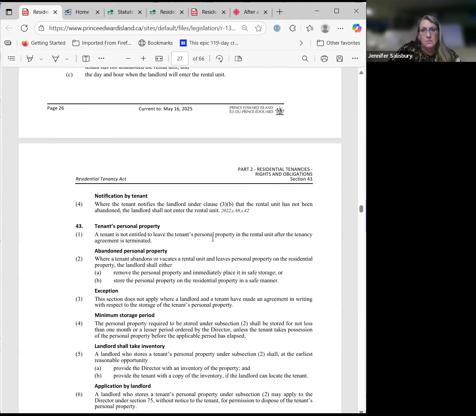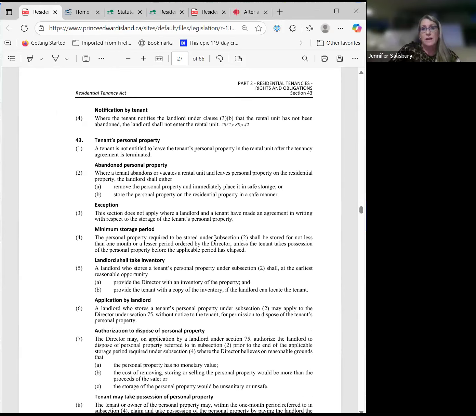And the tenant is supposed to notify the landlord under the clause in this Residential Tenancy Act that the rental unit has not been abandoned. The landlord shall not enter the rental unit. Basically, if they're just, let's say something happened to a family member of the tenant and they just took off to go take care of the family member but didn't say anything. This can happen. This is real life scenarios.